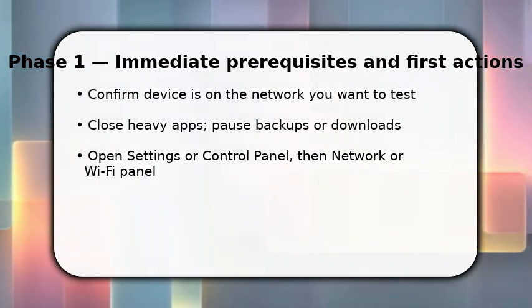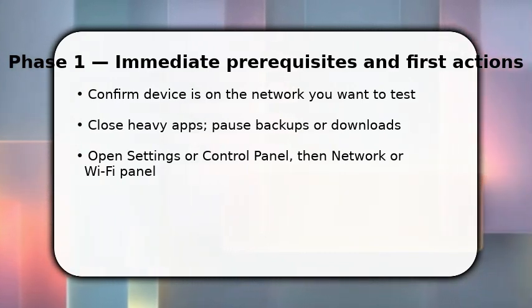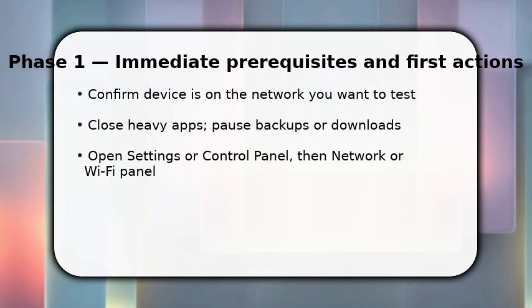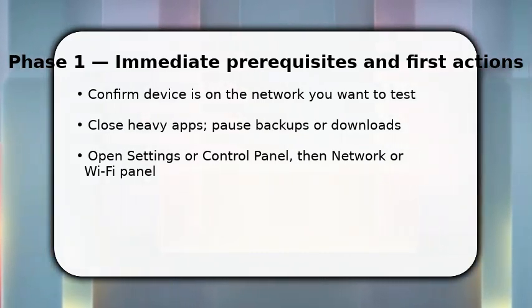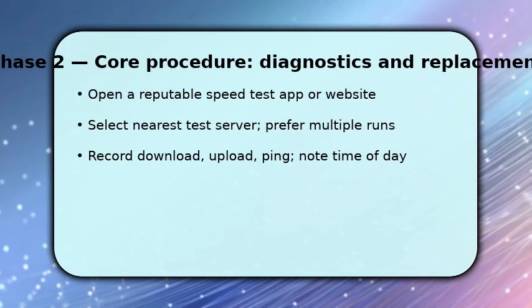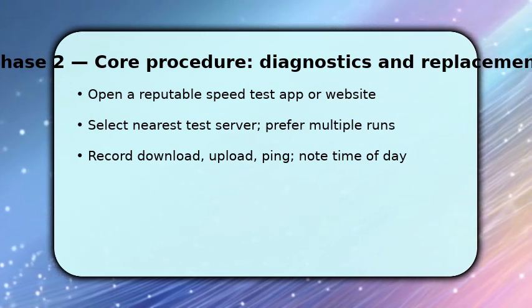You're taking these steps because background traffic skews results and because some tools require knowing whether you're on 2.4 GHz, 5 GHz, or Ethernet. You'll now run the actual test. Open a trusted Speedtest site or app and choose the nearest server. This reduces latency and gives truer throughput numbers.